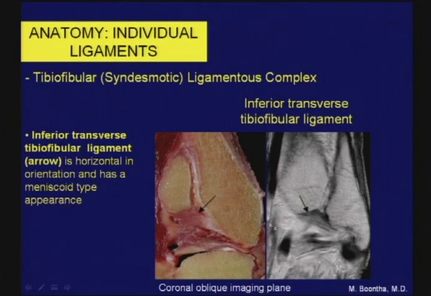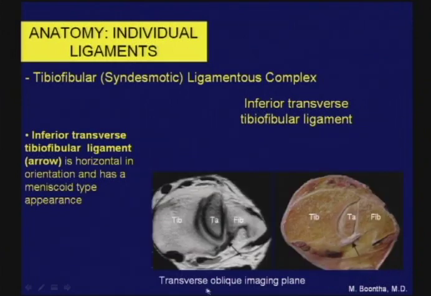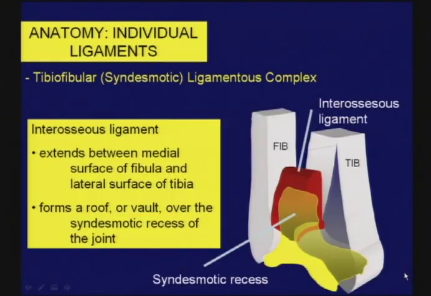To give you an idea of what it looks like, here it is. This is the inferior transverse ligament. It is this ligament hanging down below the tibia, covering a little bit of the talus. And this in the oblique image shows you that ligament. So you will see this regularly. We see it on almost all of our MR ankle exams.